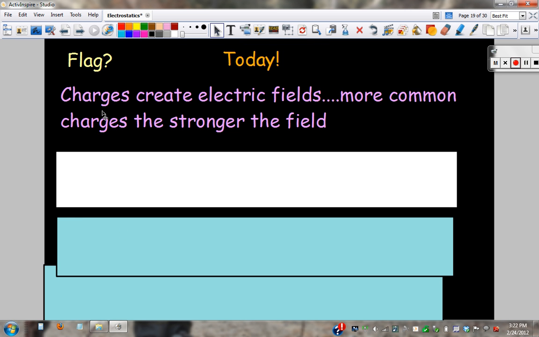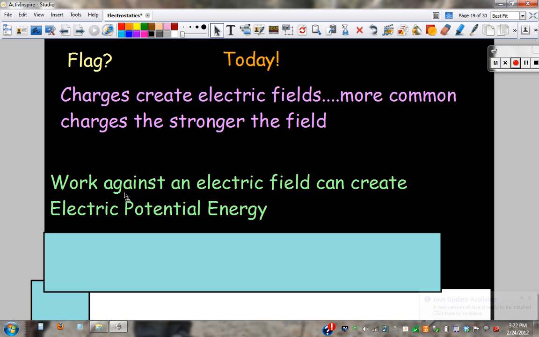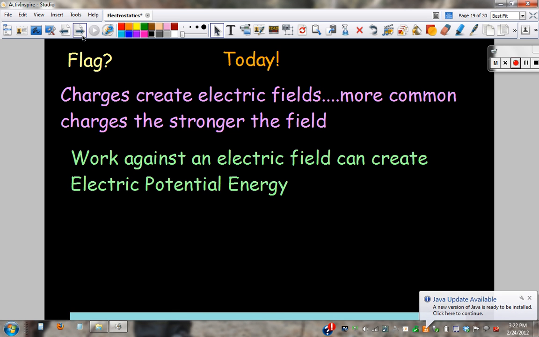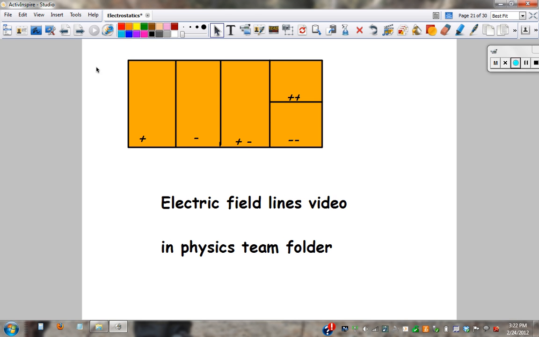Today, charges create electric fields. The more charge, the stronger the field. Work against an electric field can create electric potential. So, electric fields. Part of your basic stuff is to draw electric fields. So, let's draw some electric fields.